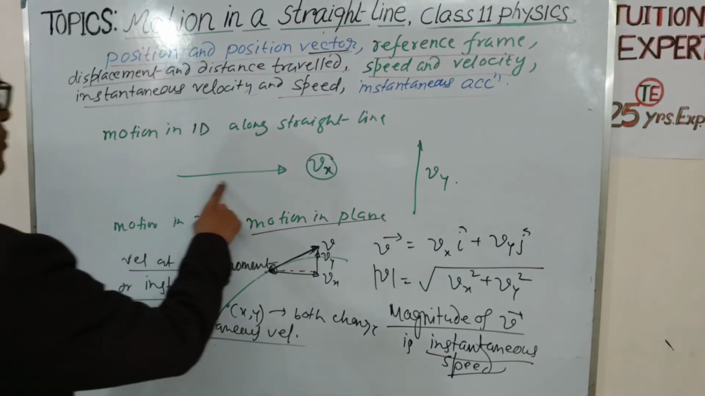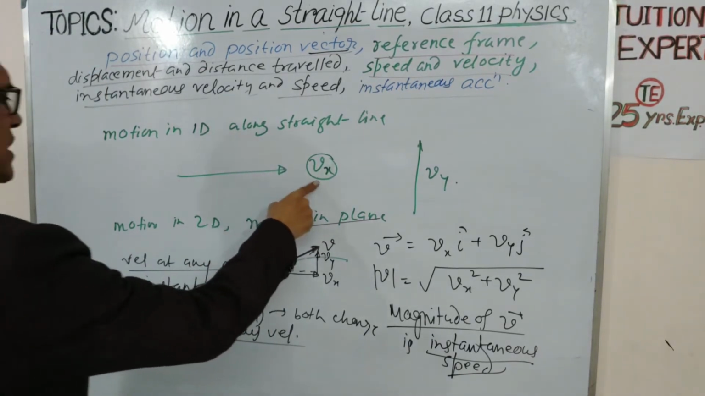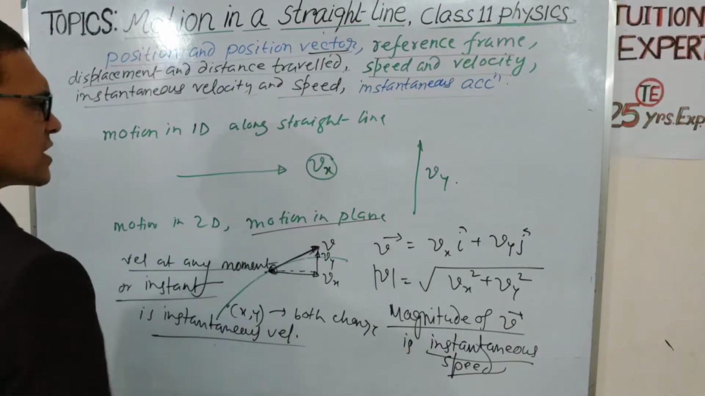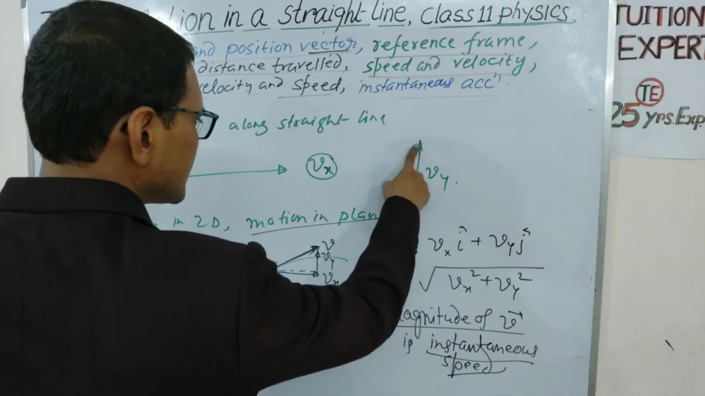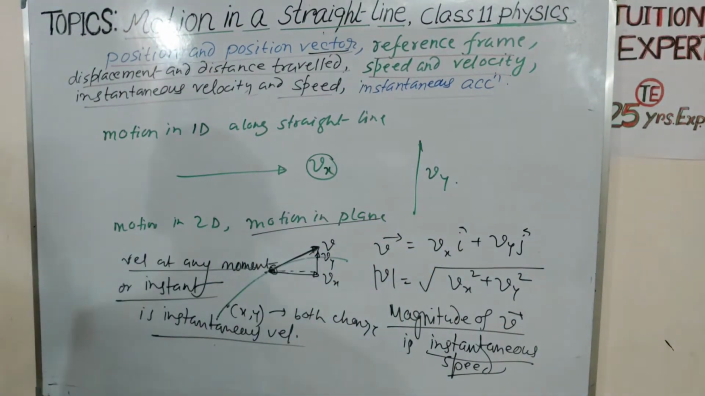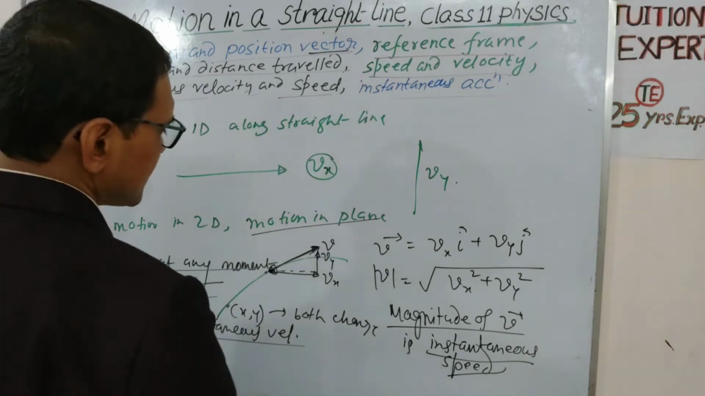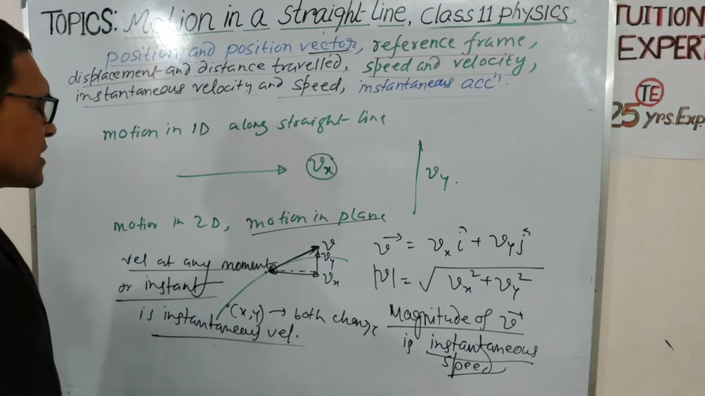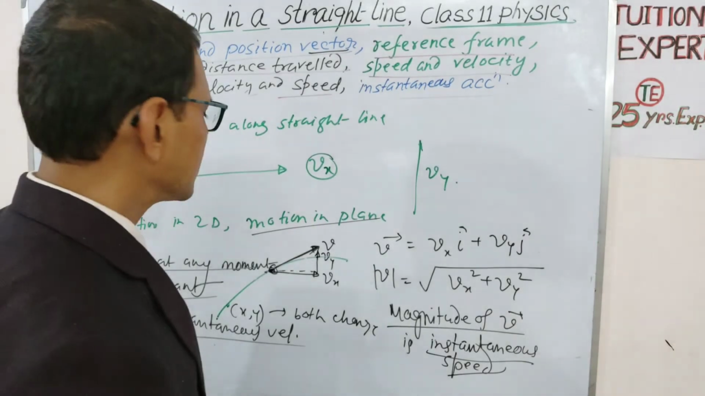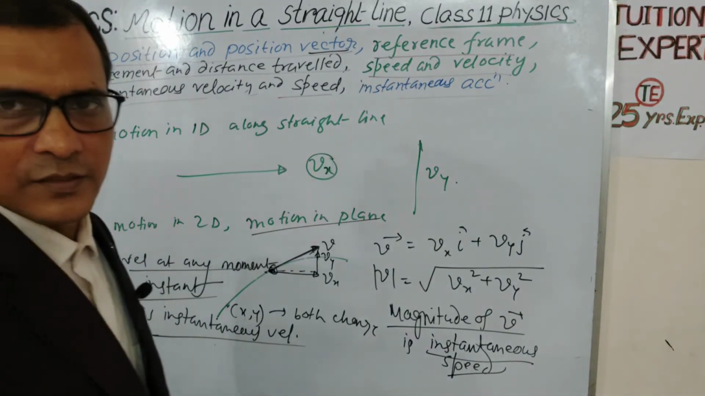Motion in 1D means only one coordinate changes. Vx means only x changes and y is constant. Vy means only y changes and x is constant. So this is motion in 1D. And when the coordinates x and y both change, then we call the motion of the particle motion in 2D or motion in a plane.